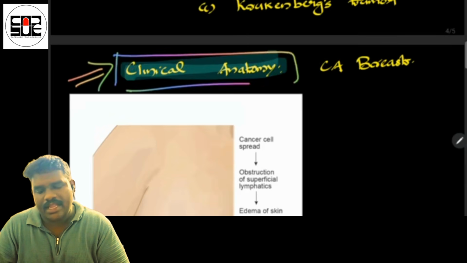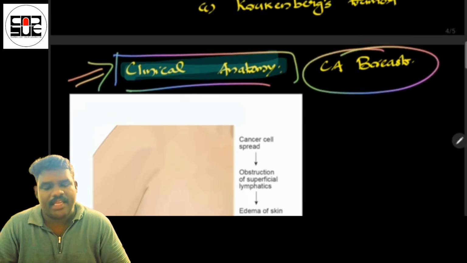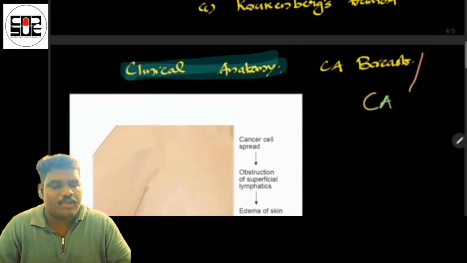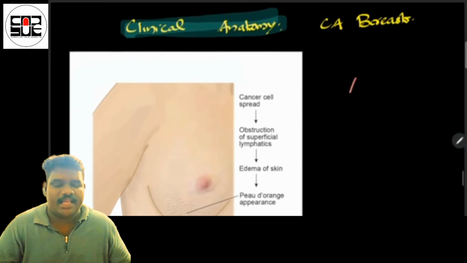The last heading should be the clinical anatomy or the applied aspect. The main clinical anatomy is carcinoma breast, or CA breast, one of the most common carcinomas in females.